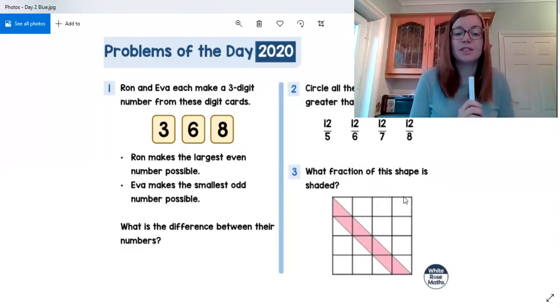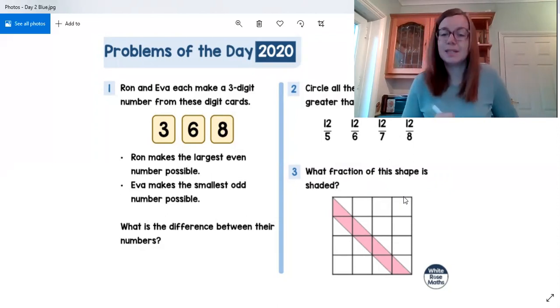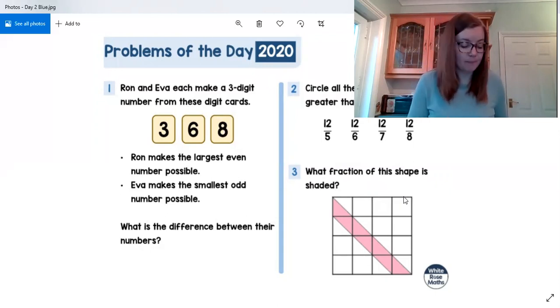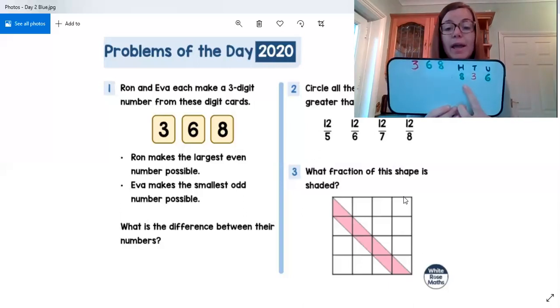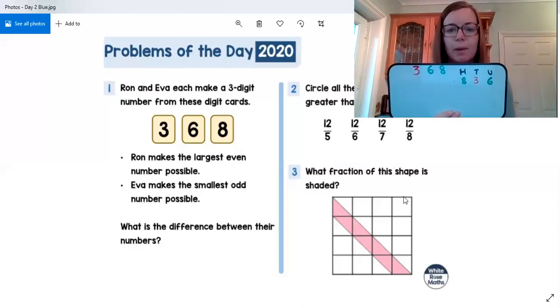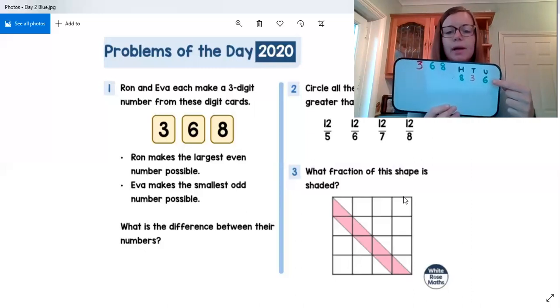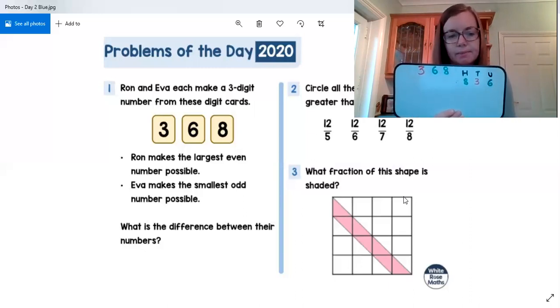Now I have to put the 6 in the units because it has to be an even number, and the 6 is my only even number left, which leaves me with the 3, which must go in the middle. So before I had 638, now I've got 836. That's much bigger. So Ron's number is 836.